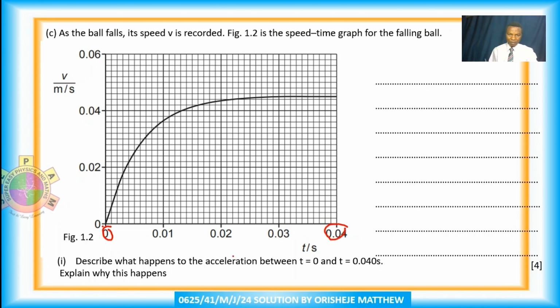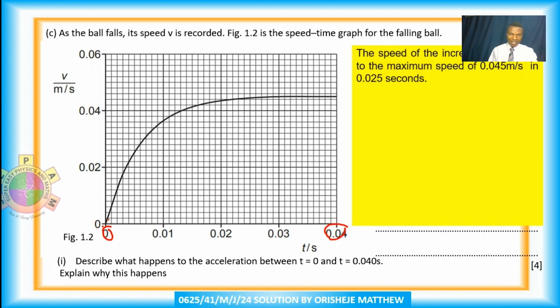Describe what happened to the graph. So if you look at this curve, it will show you what is happening to the acceleration of the ball. So at the beginning, the ball accelerates with a constant acceleration. The speed increased from 0 to 0.045 meter per second at this point in 0.04 seconds. That is the entire overview.